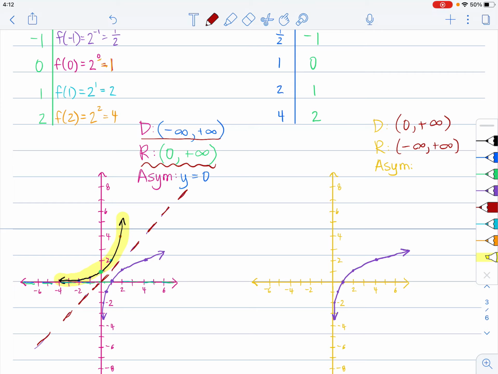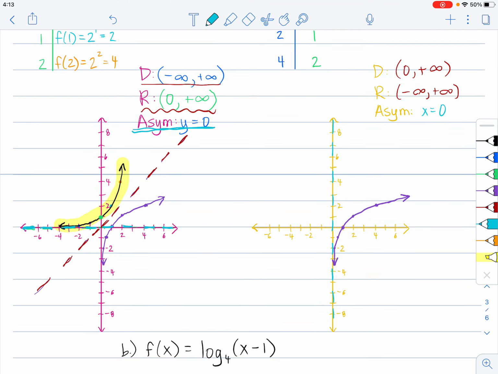And what was a horizontal asymptote at y equals 0, which was here last time, is going to swap x and y coordinates, or what was a horizontal asymptote is now a vertical asymptote. And vertical asymptotes are restrictions on the domain. Now our vertical asymptote is at x equals 0. And this is the graph of log base 2 of x.